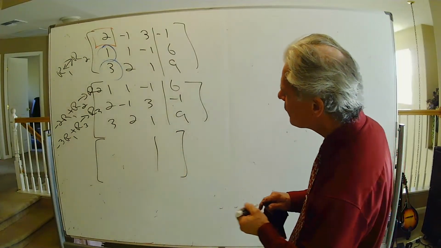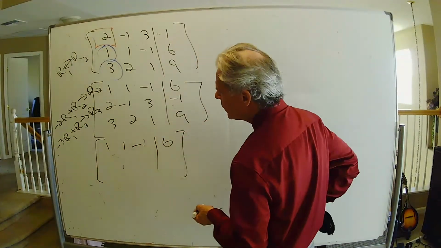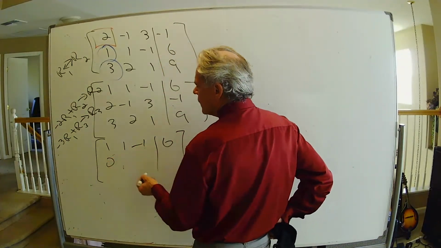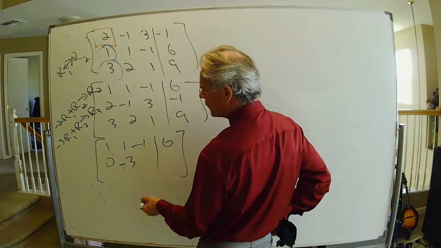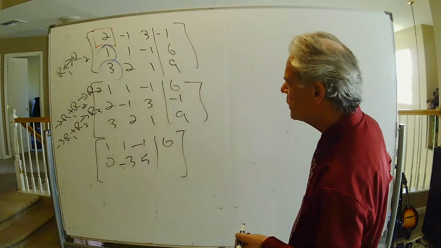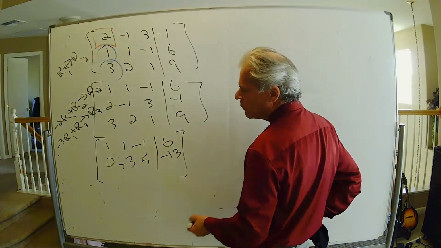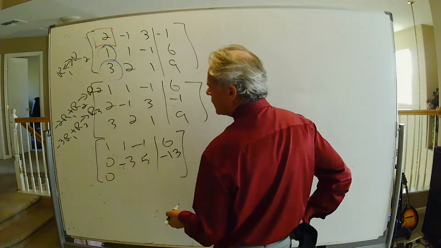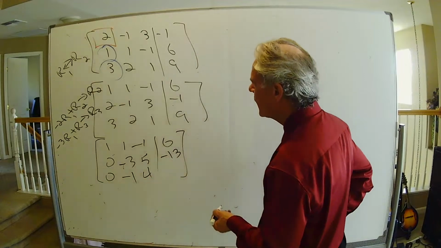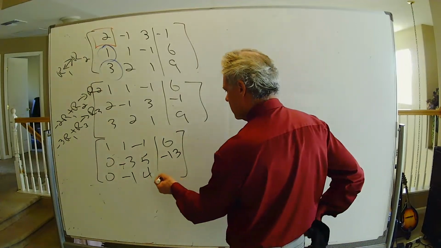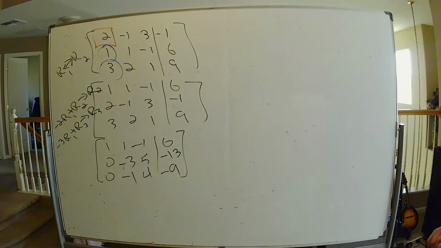So let's see, officially the first row does not change. Now my second row becomes a 0. Is that a -3? Is that a +1? Oh, excuse me, that's a +5. And lastly, is that a -12 minus 1 is -13? My new third row becomes a 0. Is that a -1? Is that a +4? And finally, I have a -9. Now I succeeded and completed my tasks on the first column. Let's move to the second column.